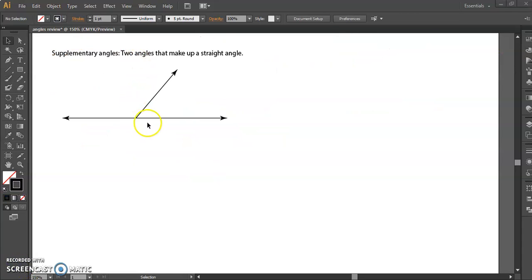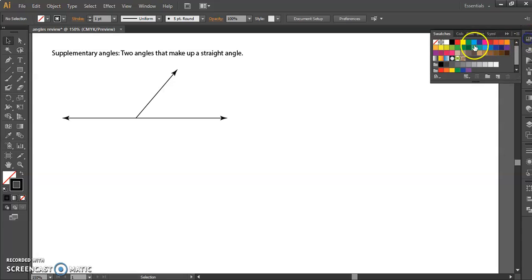Okay, next we're going to deal with supplementary angles. Okay, and these are two angles that make up a straight angle. Remember that a straight angle is pretty much just a straight line. Okay, in this case, I have a straight angle here, and then I have a ray coming out of the intersection. Okay, so I'm gonna go ahead and draw out my points here like I did in the previous ones. My point there at the intersection. So I know my angles.